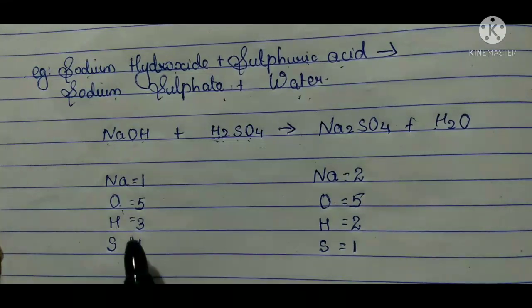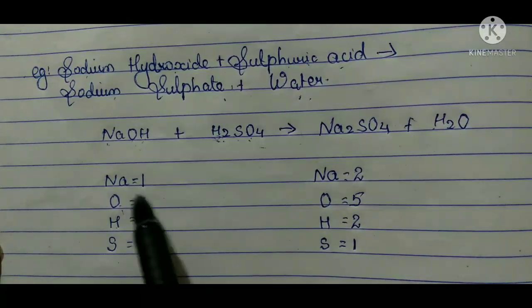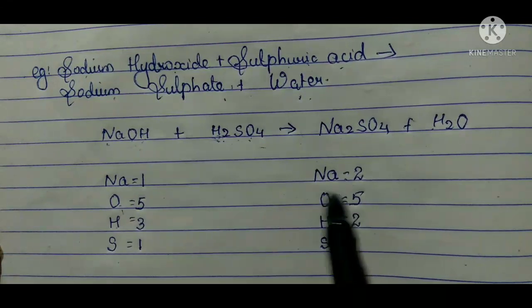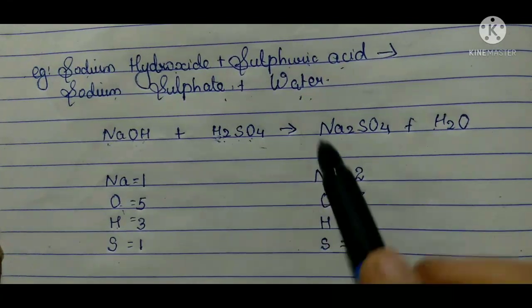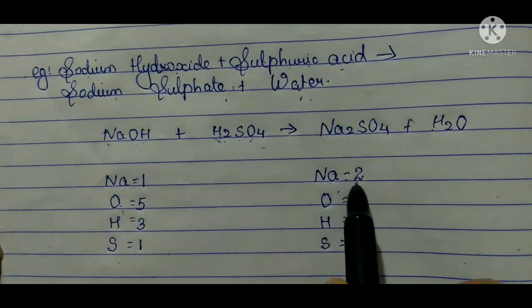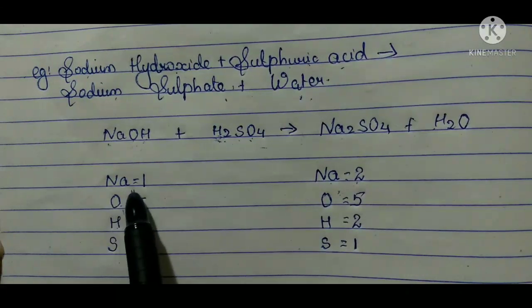Okay. Now here LHS is not equal to RHS. See, sodium is 1, sodium is 2. First itself LHS is not equal to RHS. So what am I going to do? I have to make it equal. Now how will I make it equal? Pay attention. Here sodium is 2 and here sodium is 1.